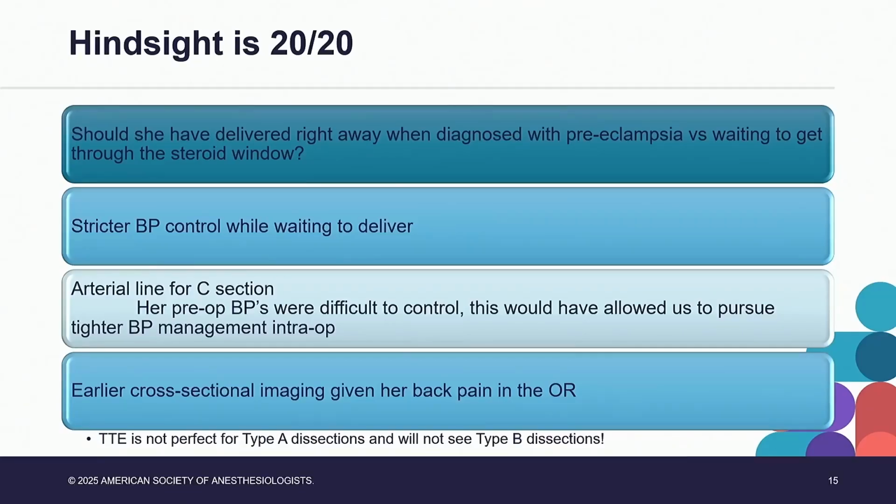And the other question was, should she have gotten earlier cross-sectional imaging given her back pain in the OR? Now, given that she had a type B dissection, would that really have changed her management, right? We were trying to manage her blood pressure anyway, which would have been what you do for a type B. But there's the potential you could have missed a type A dissection in that interval time. So these are just questions in my head that I don't know that there's a perfect answer for.